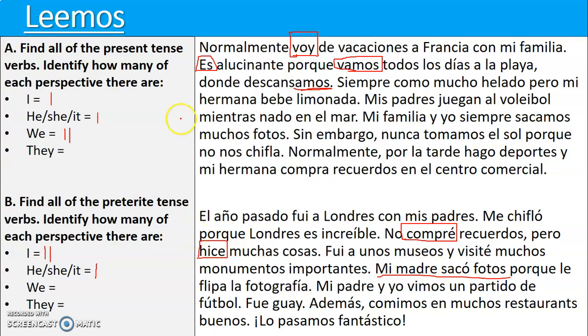So pause the video now and see, first of all, how many present tense verbs you can find and tell me if it's I, you, he, she, it, we or they, and tally how many there are, and then do the same thing for the past tense verbs. So pause the video.